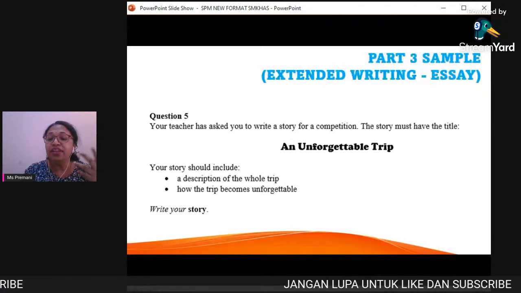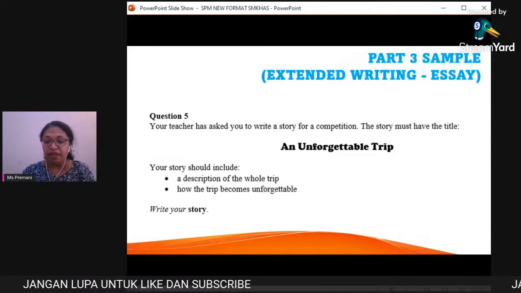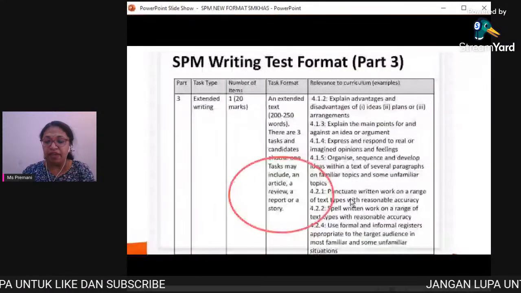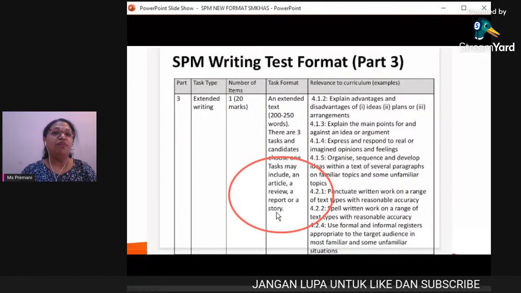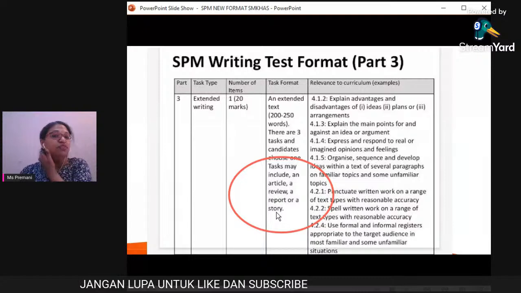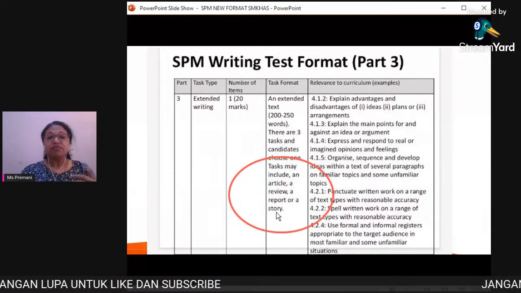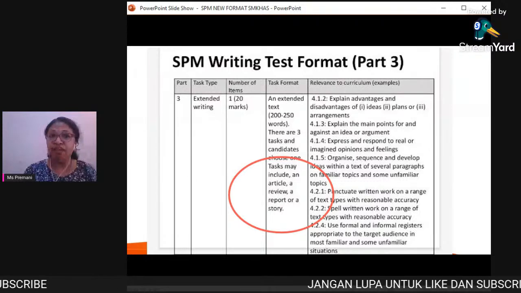Okay, let us go to the next one. This is actually an extract from one of our training topics. So there they included an article, review, report, and story. These are the choices. So of course, we also follow all the information given by the Kementerian as a kitab, as a Bible also.